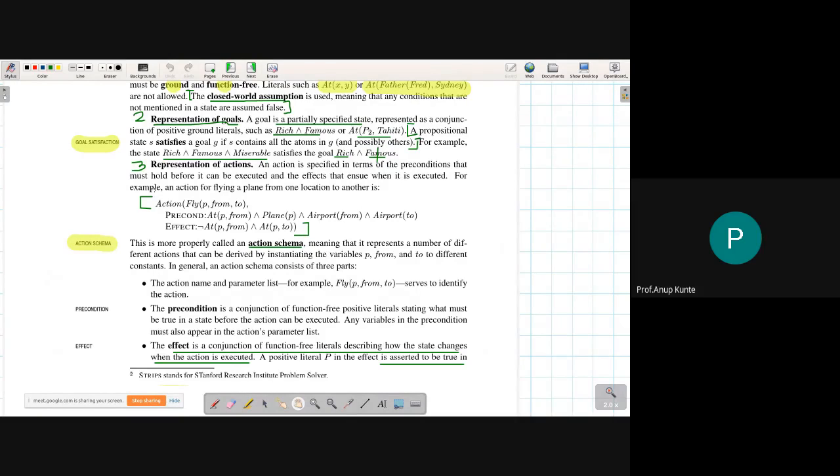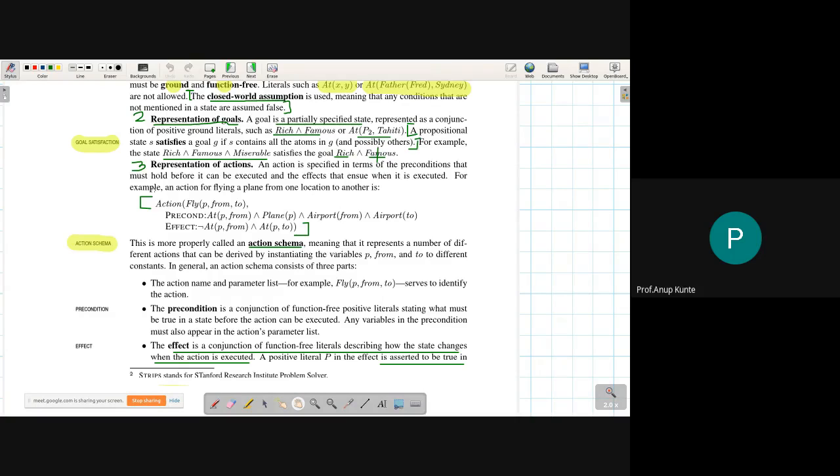Okay. Now the third thing that we need is representation of action, which means understanding how to write an action schema. Action schema involves three things: the action name with parameters, and preconditions, which are the conditions that need to be satisfied by the state of the world if I want to apply the action, and that will be checked if I want to apply the action. Those actions for which the preconditions are met can be applied at a particular stage of the problem.